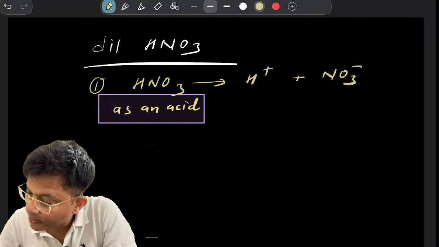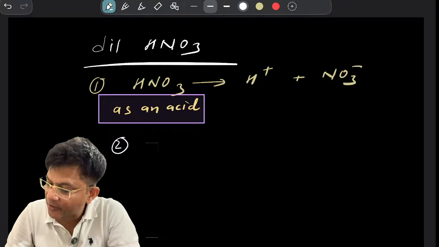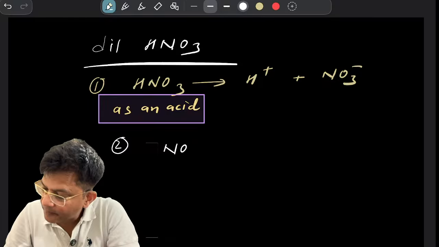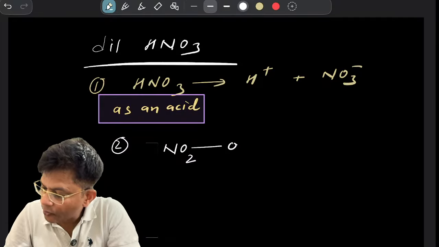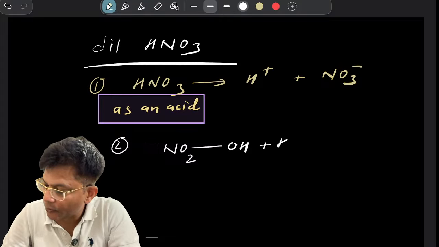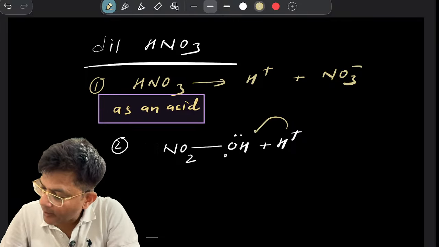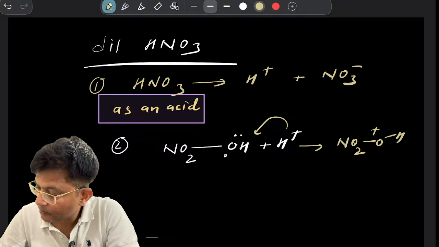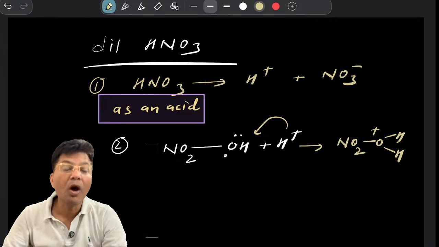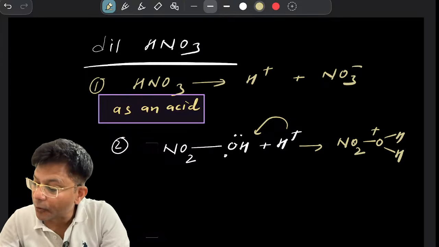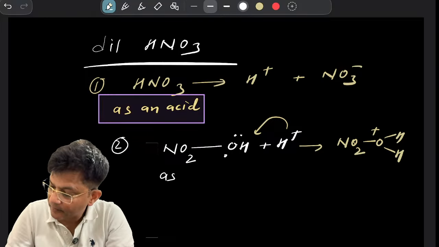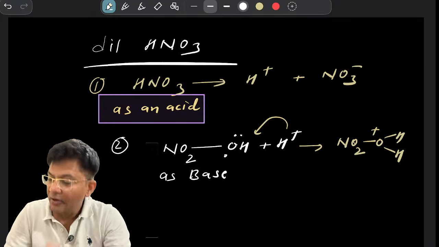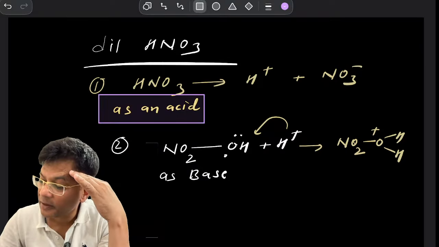So another molecule of HNO3 is saying, I'm ready to accept your proton. The proton you have thrown in the solution, I will accept it and convert into a compound like this. You have accepted a proton, so you are acting as a base.